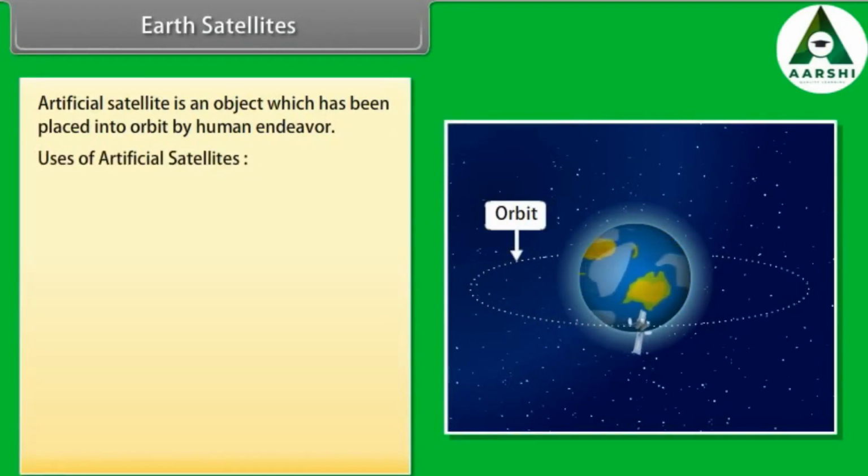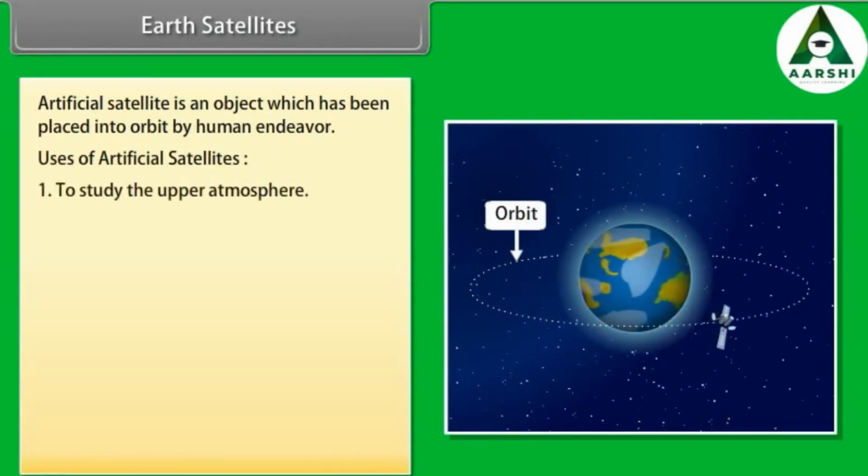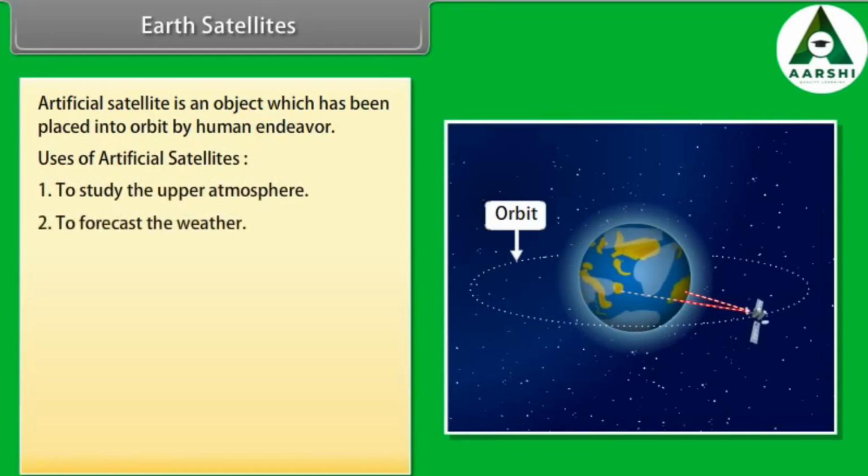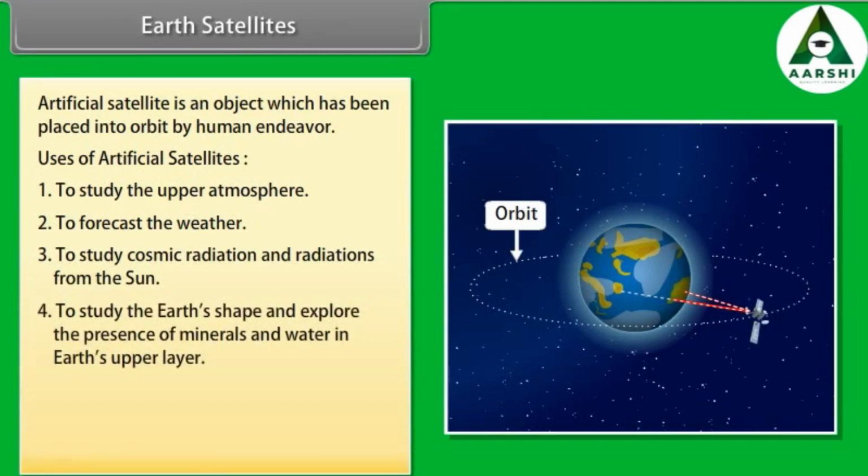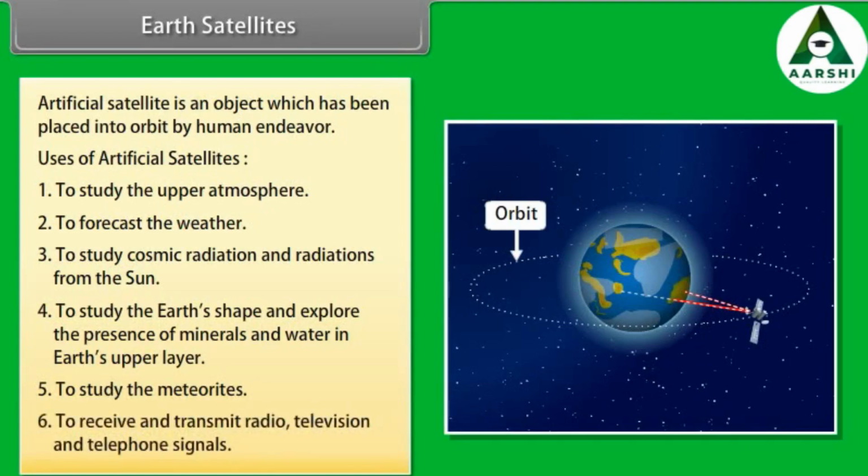Uses of artificial satellites are: Number 1, to study the upper atmosphere. Number 2, to forecast the weather. Number 3, to study cosmic radiation and radiations from the Sun. Number 4, to study the Earth's shape and explore the presence of minerals and water in Earth's upper layer. Number 5, to study the meteorites. Number 6, to receive and transmit radio, television, and telephone signals.